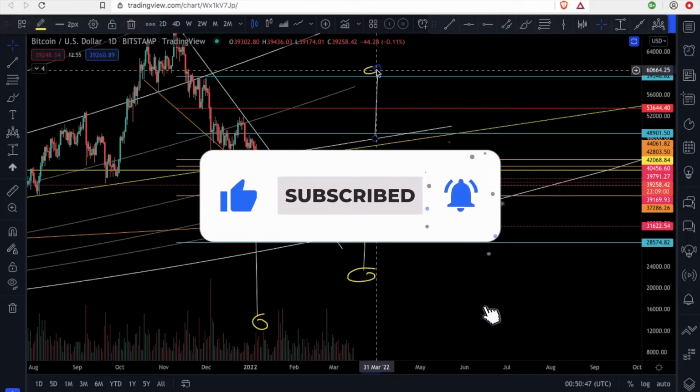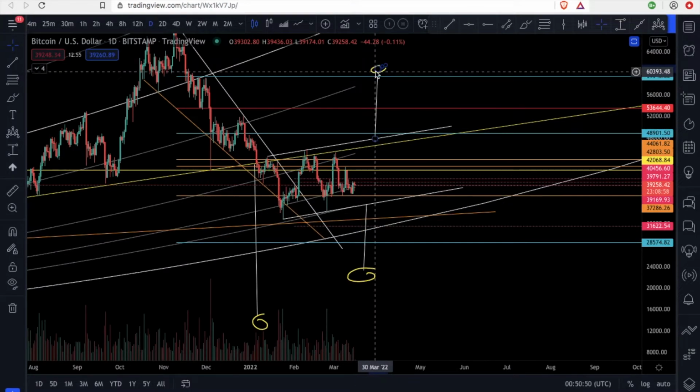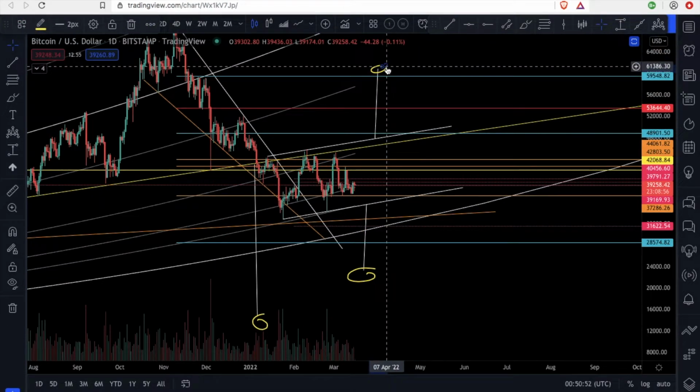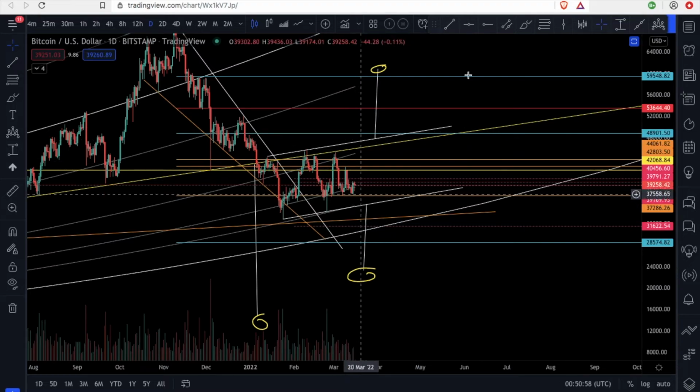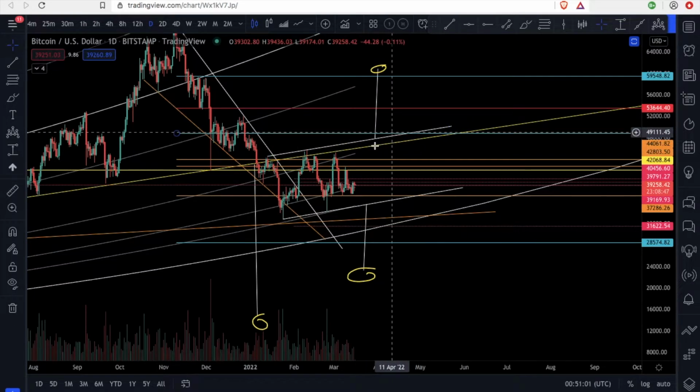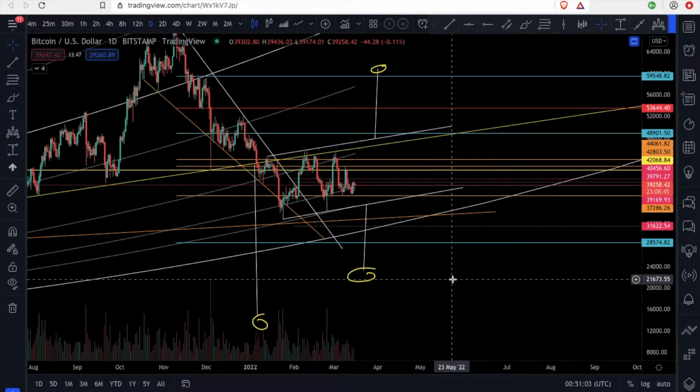I'm just adjusting this technical price target right there. It will be all the way up around this $71,115 level, if the Bitcoin price breaks this resistance right there.